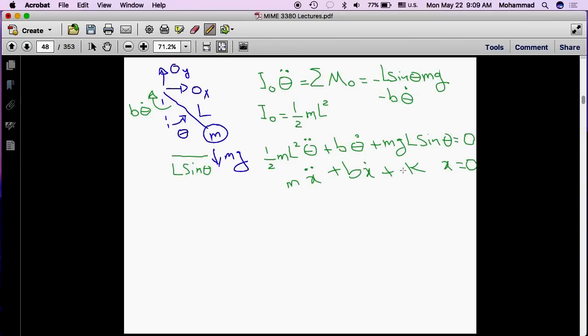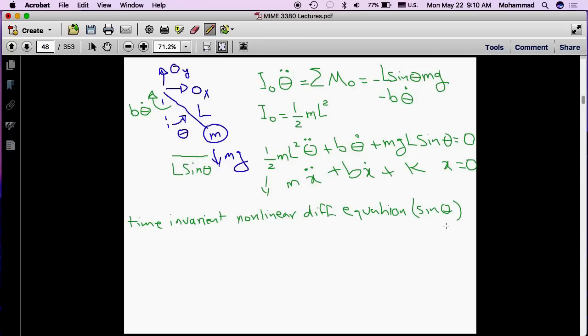So this is a time-invariant nonlinear differential equation. Because of sine theta. So that's the reason. Not because of theta, because of sine theta. Okay.